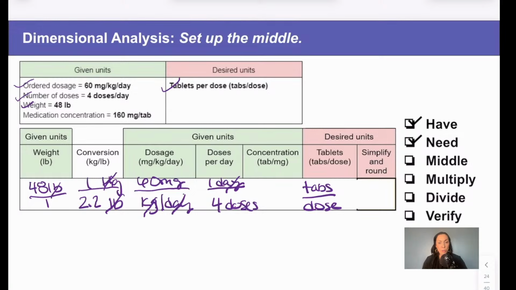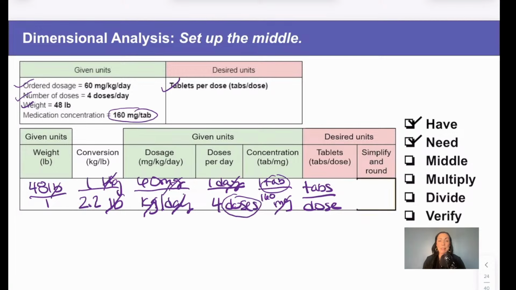So with milligrams per dose, we then can take our last piece of information here, this 160 milligrams per tablet, and you already know what I'm going to ask. Am I putting tablets on the top or the bottom? We need our milligrams to cancel, and milligrams are currently on the top. So we're going to put milligrams on the bottom, right? So we're going to put our 160 milligrams per 1 tab. So our milligrams cancel, and we're left here with tabs per dose.